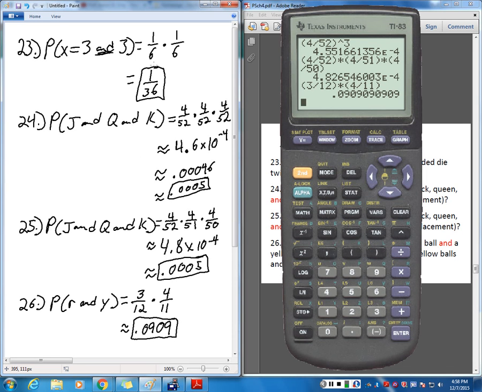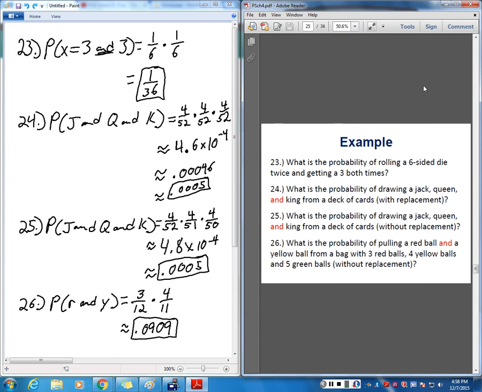So those are my answers using the multiplication rule, and I just adjust as I go for any conditional probability. I didn't have a whole lot to worry about in 23 and 24. Didn't have any conditional probability to worry about. In 25 and 26, I had to adjust my totals as I went to reflect the fact that I was not replacing items.